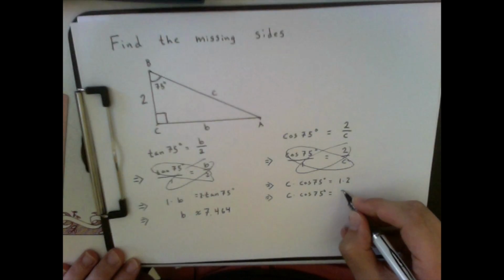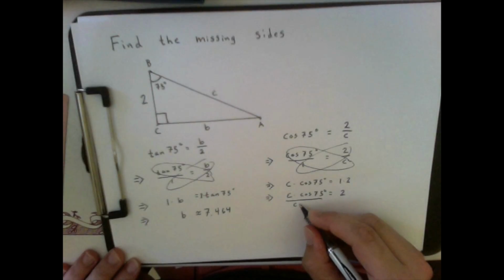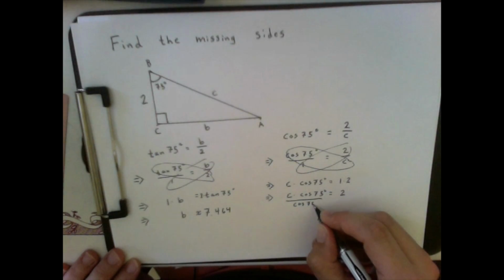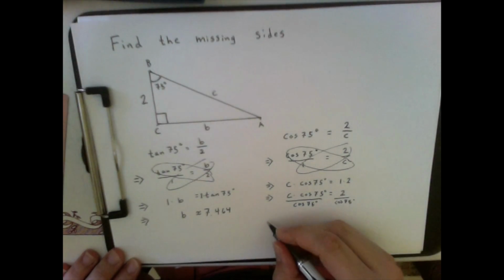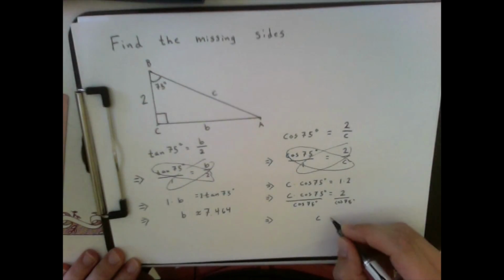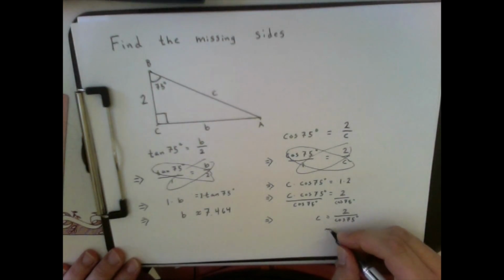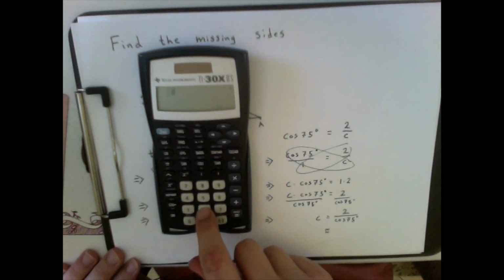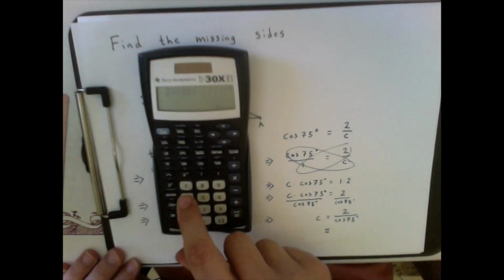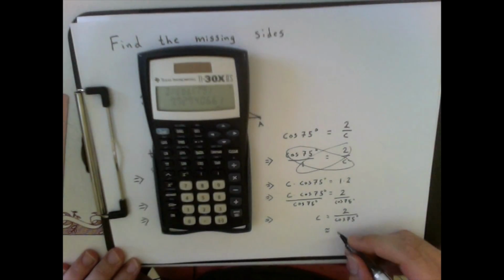So we get c cosine of 75 degrees is equal to 2. Now I'm going to divide both sides by cosine of 75 degrees, so we'll have the c alone on one side. And we get c equal to 2 over cosine of 75 degrees. Now I'm going to go into my calculator. And we do 2 divided by cosine of 75 degrees. And that is about 7.727.